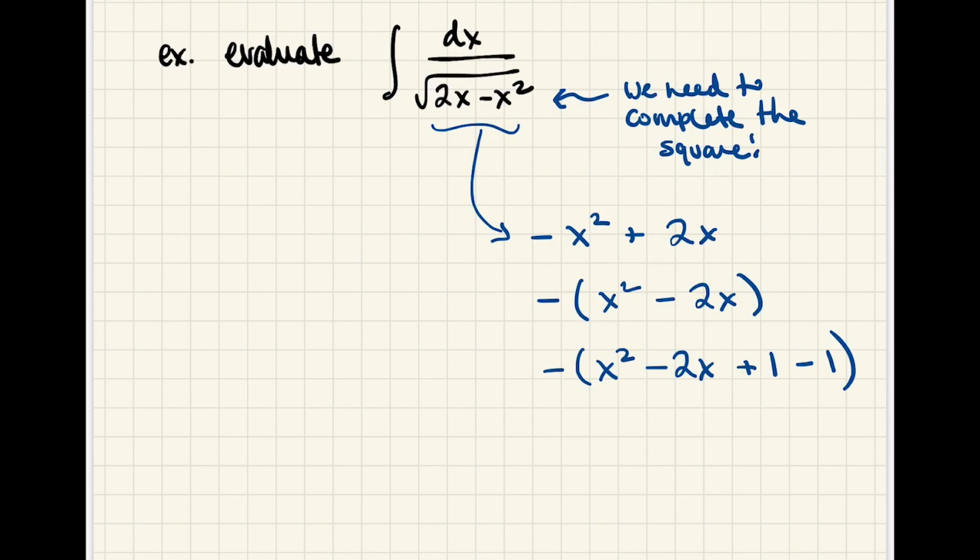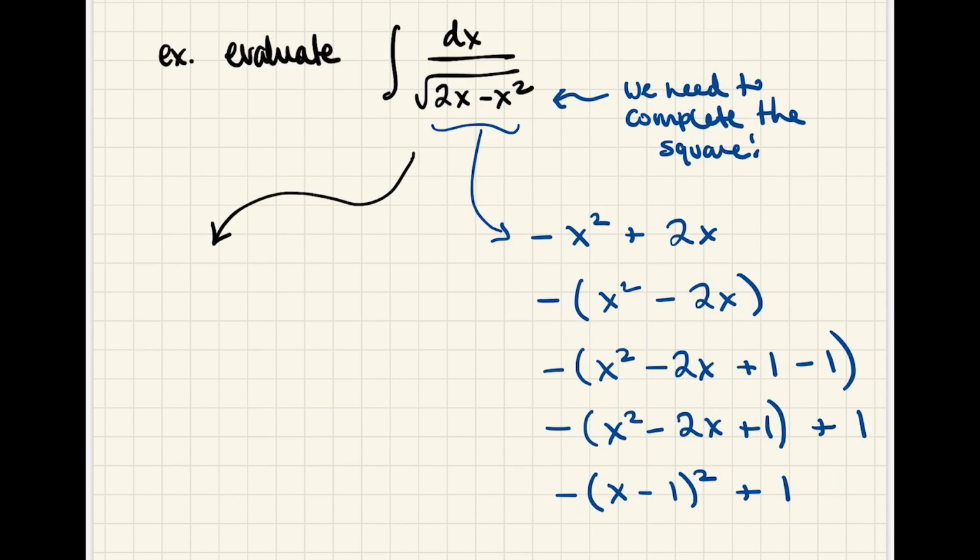So if we partially distribute the negative, we'll have negative of the trinomial, and then negative negative 1, so plus 1 on the outside here. And this trinomial is a perfect square of x minus 1. So returning to our original integral, we can see that this is in fact simply dx divided by the square root of 1 minus quantity x minus 1 squared. Now we have the form of a constant squared minus something else squared.